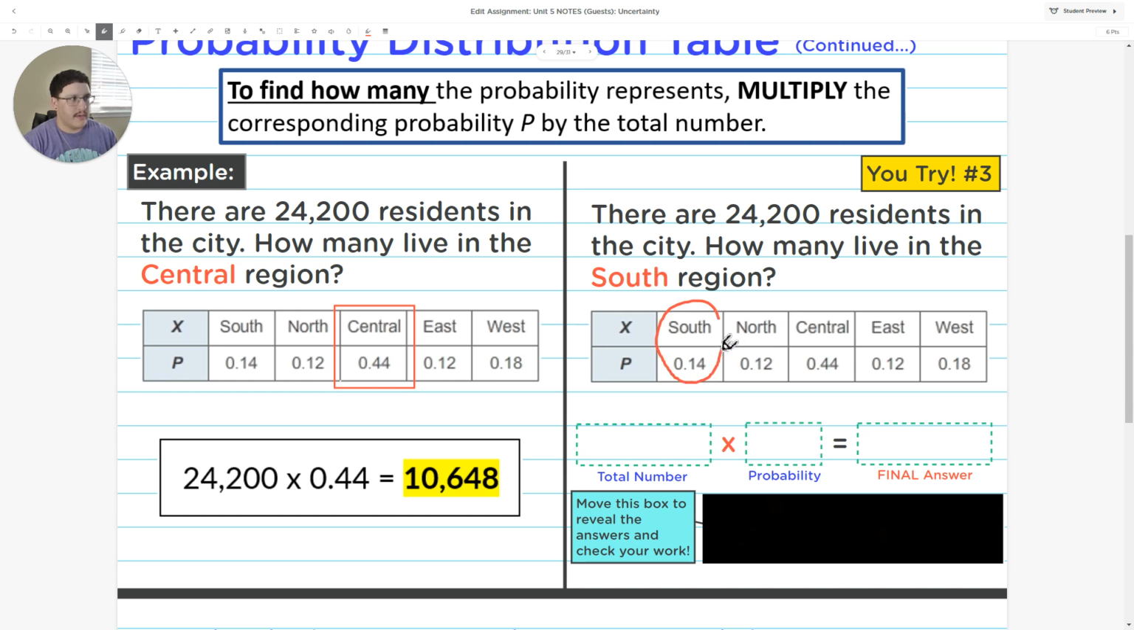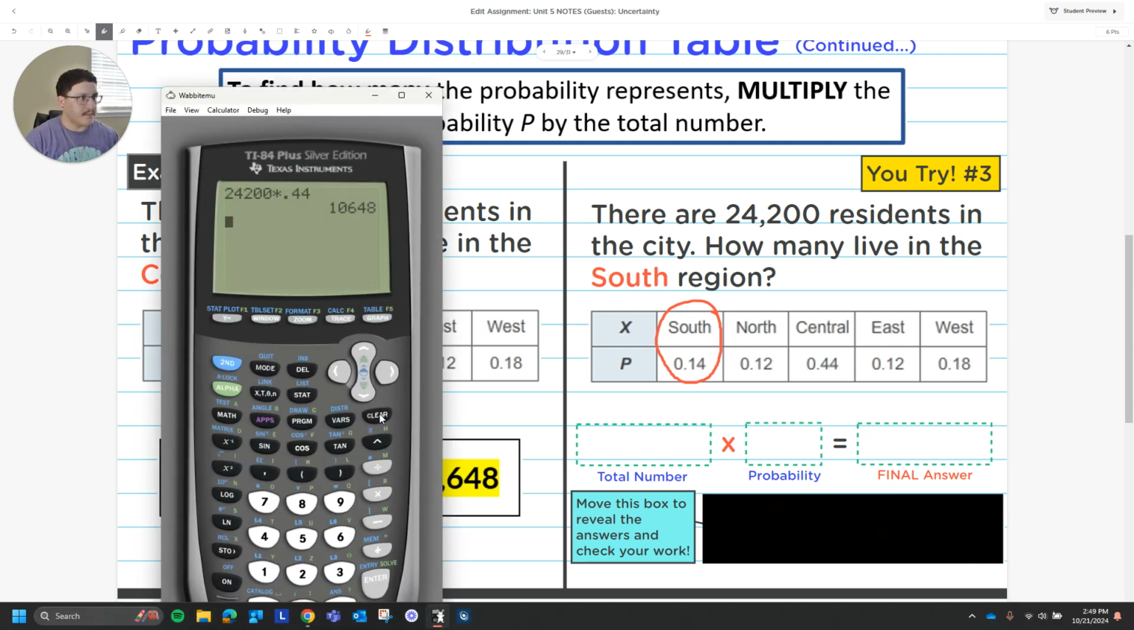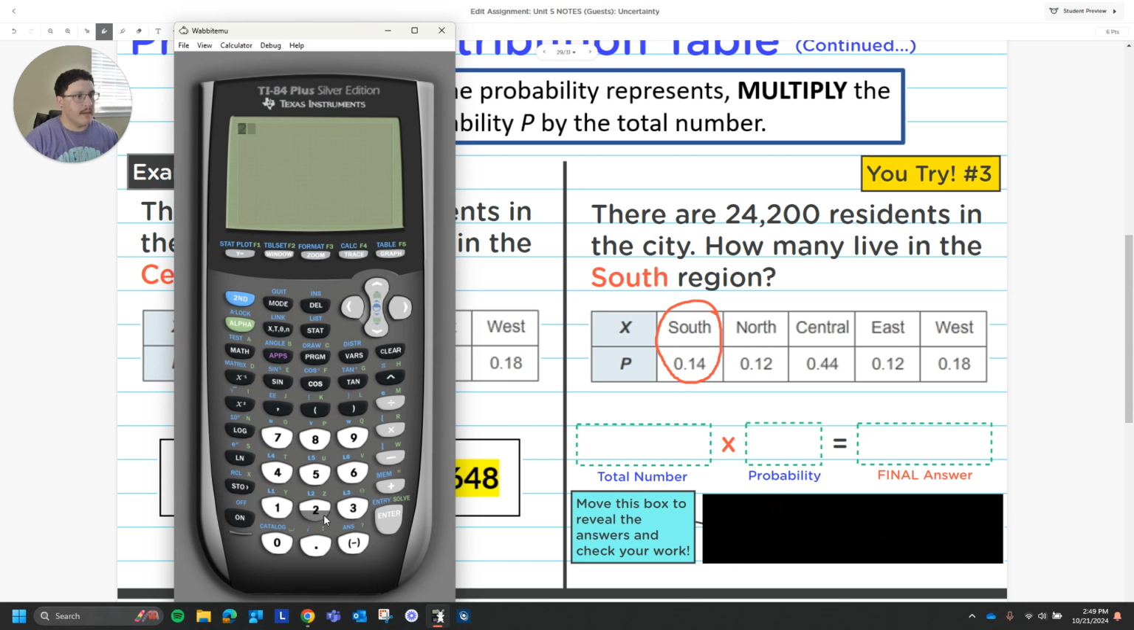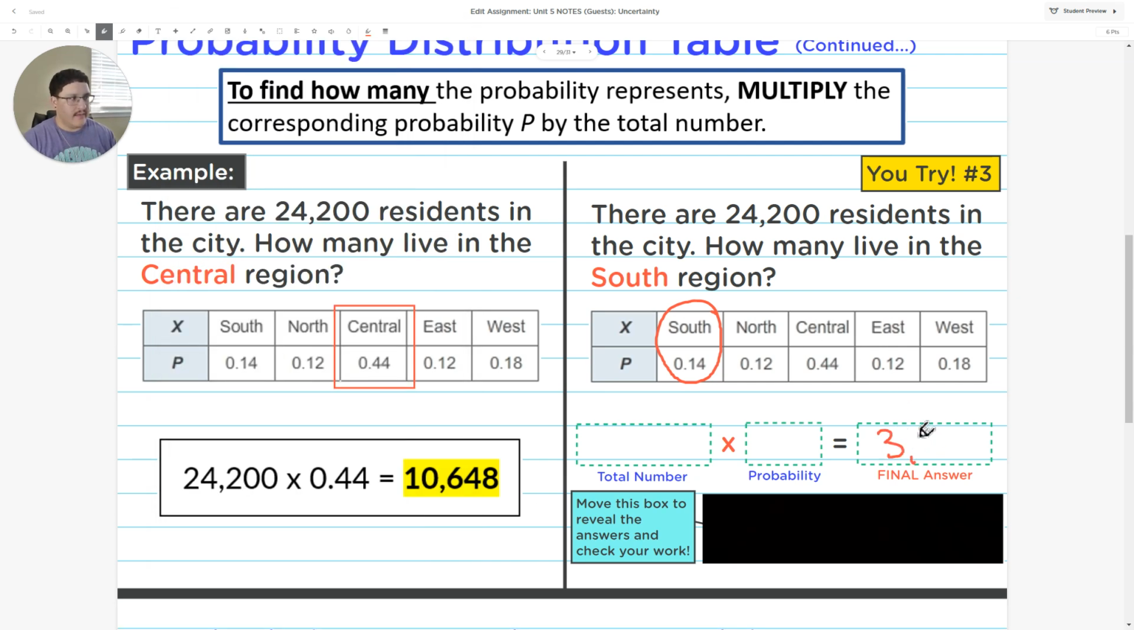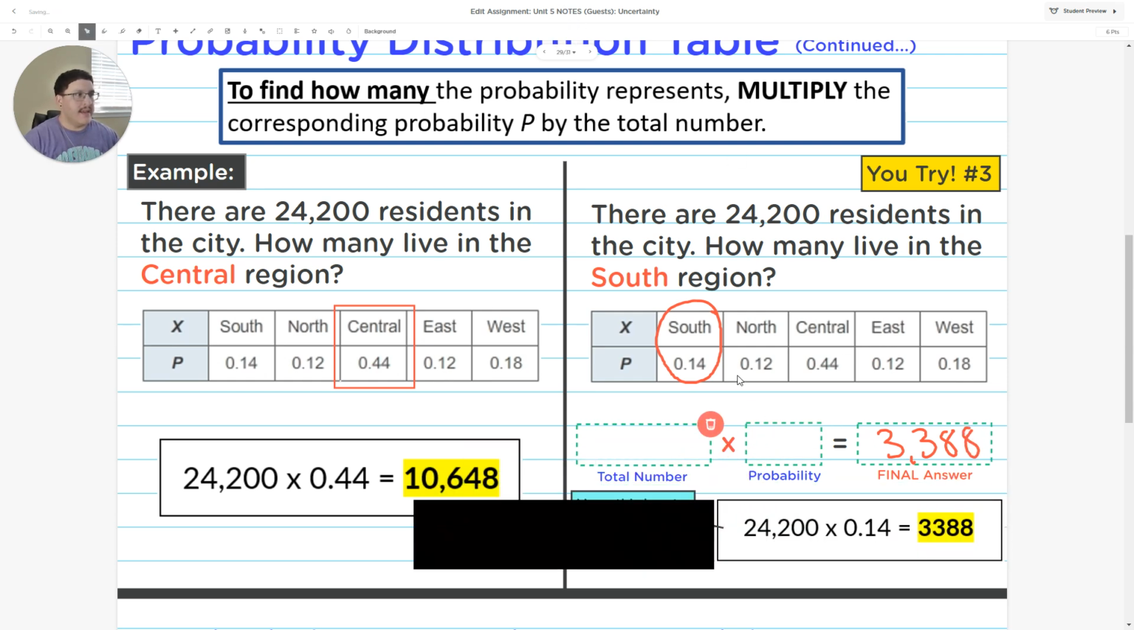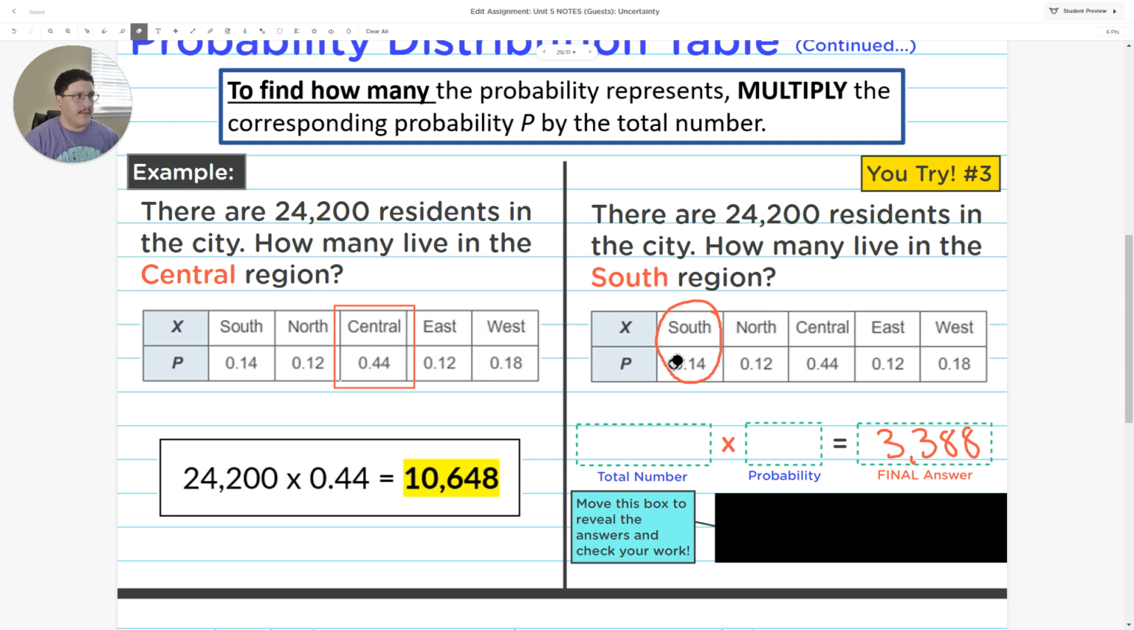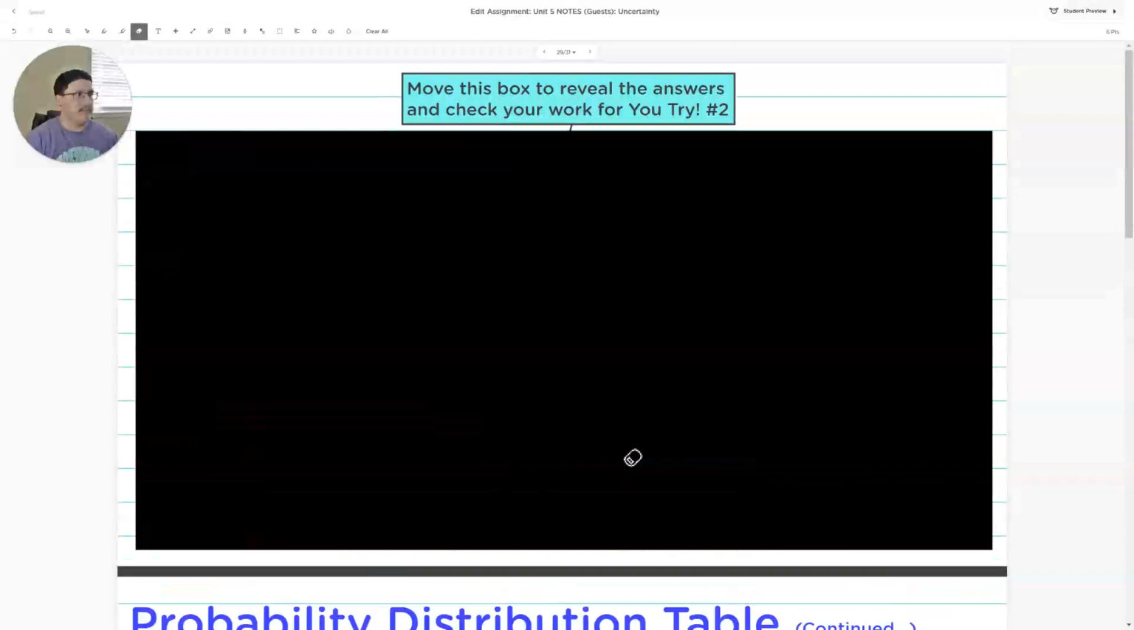All right, South. The probability that somebody lives in the South is 0.14. So how many residents from the 24,200 does that make? Multiply the two. 24,200 times 0.14 is 3,388. So the amount of people that live in the south region of the city is 3,388. That's it for you try number 3.